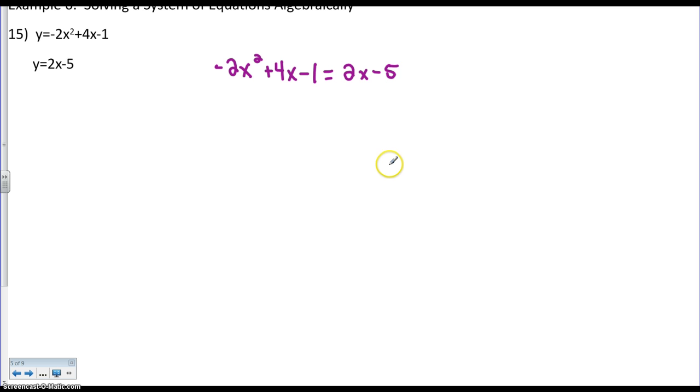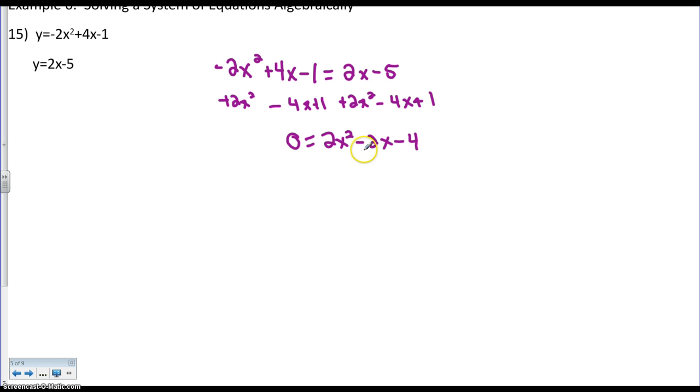Okay? So now I have an equation, and I do know how to solve this equation. My first step is always to get one side to be 0. So I'm going to add 2x squared to both sides. I'm going to subtract 4x and add 1 to both sides. So what happens is I have 0 on this side, and I end up with 2x squared minus 2x minus 4.